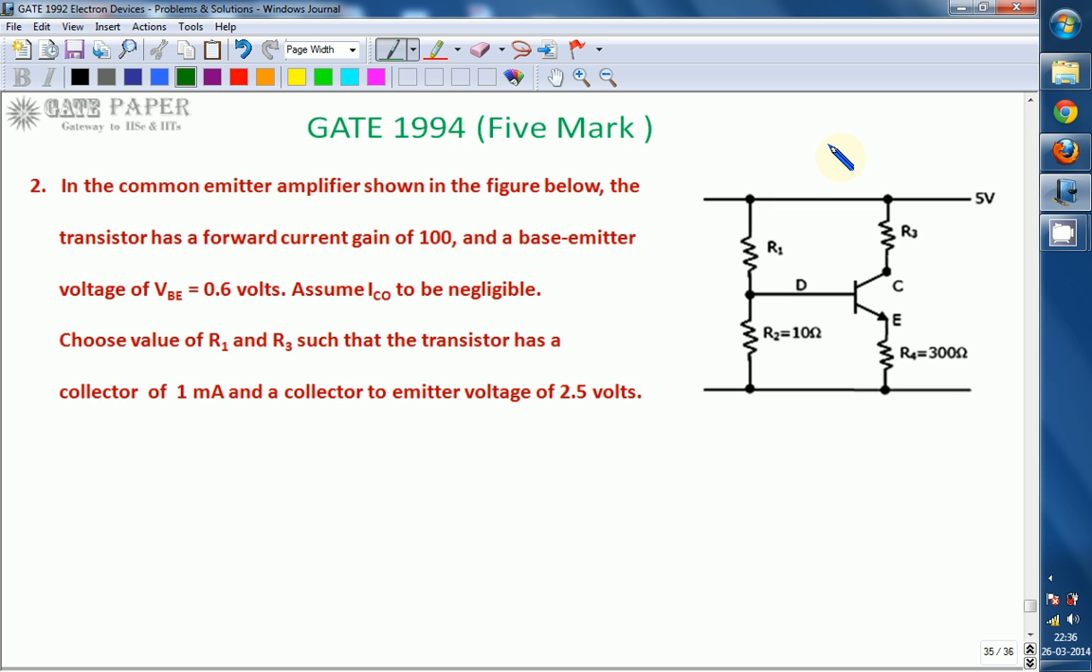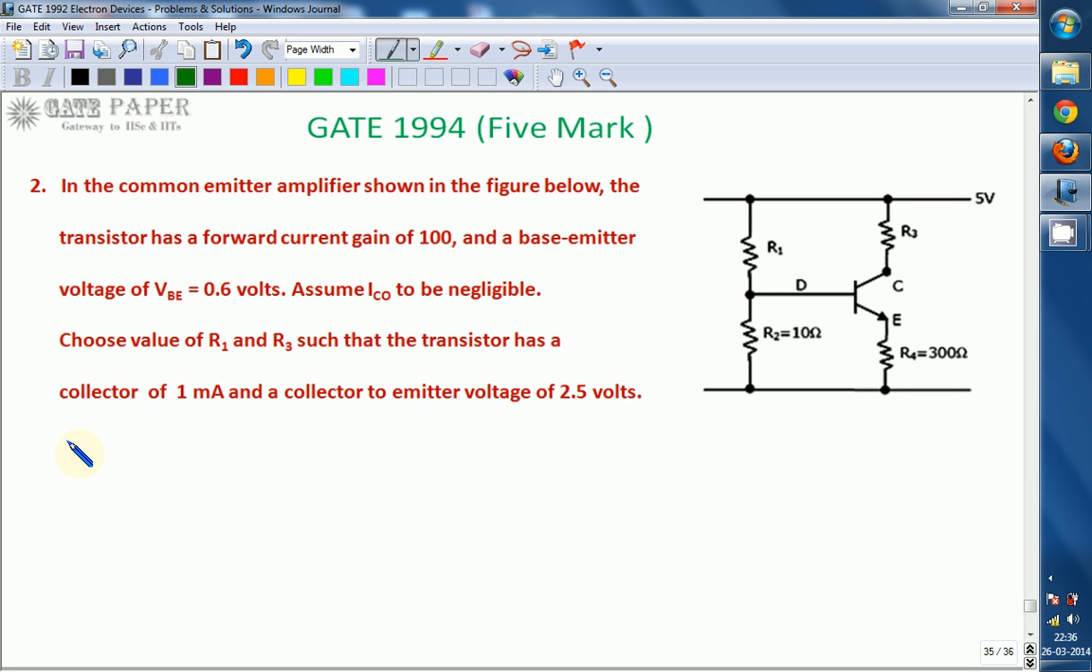In the common emitter amplifier shown, the transistor has a forward current gain of 100, base emitter voltage VBE of 0.6 volts, neglect ICO. Choose values of R1 and R3 such that the transistor has a collector current of 1 milliampere and collector to emitter voltage of 2.5 volts.